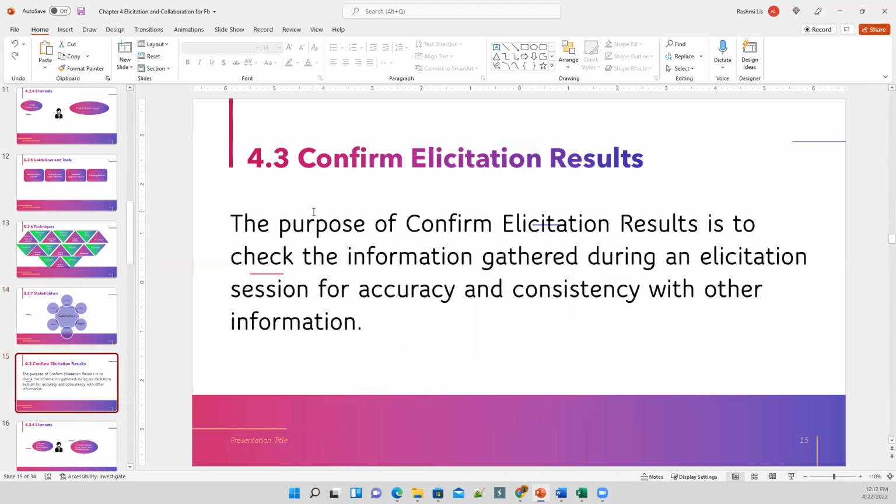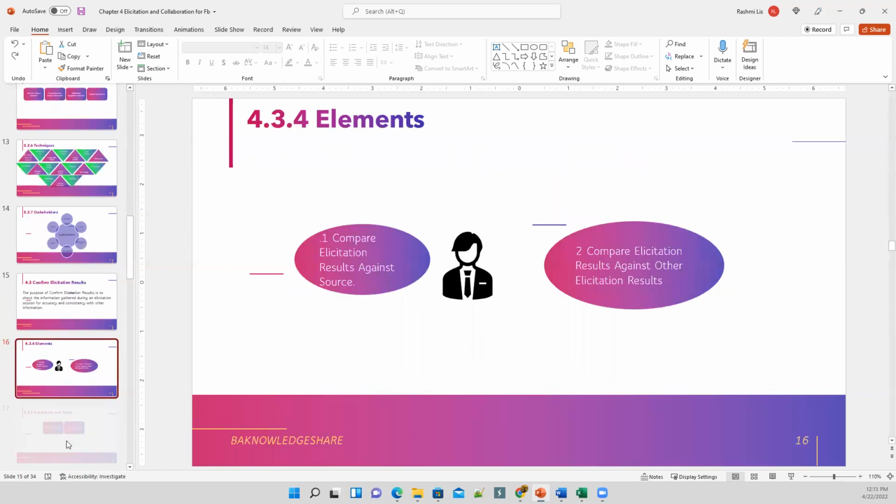4.3 is confirm elicitation results. The purpose of this task is to check the information gathered during an elicitation session for accuracy and consistency with other information. So let me give you an example. So Amanda has gathered her requirements and has elicited her requirements. At this point, she hasn't started documenting her requirements, but she needs to fact check. She needs to check information that she's gathered up against some initial documentation that she may have collected, or up against each and every stakeholder that she may have interviewed. So think of it as a precursor to documentation where you're validating or fact-checking information.